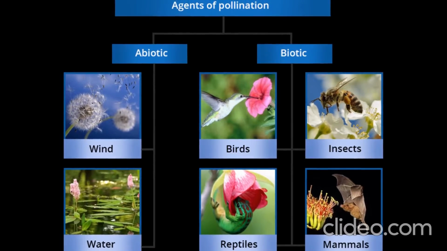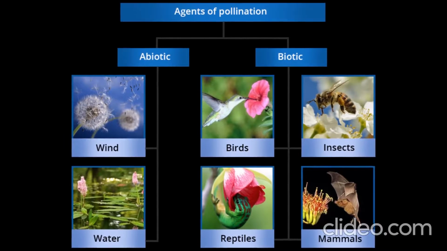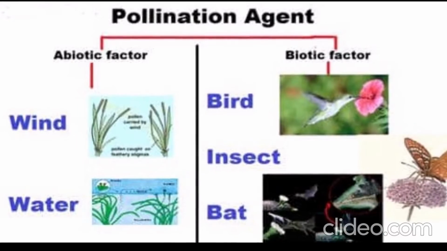Other examples of animals who help in pollination are birds, squirrels, bats, etc.